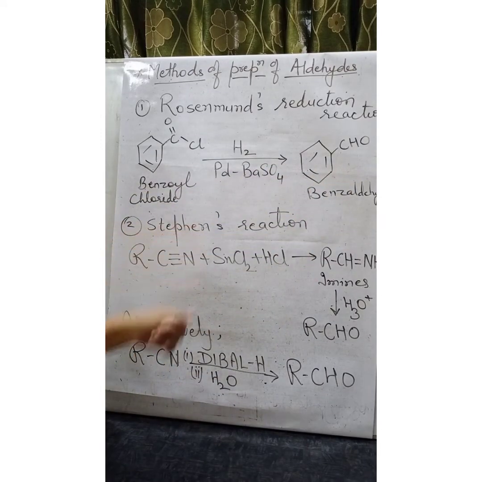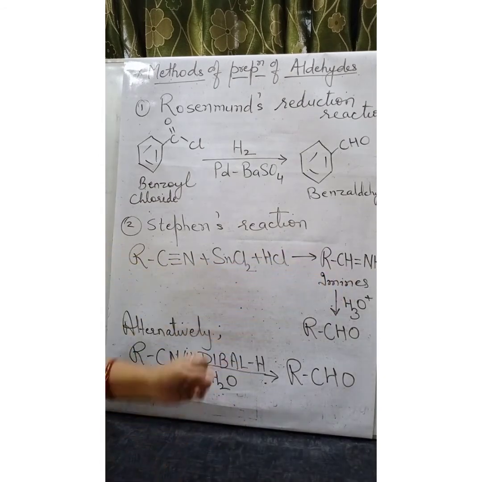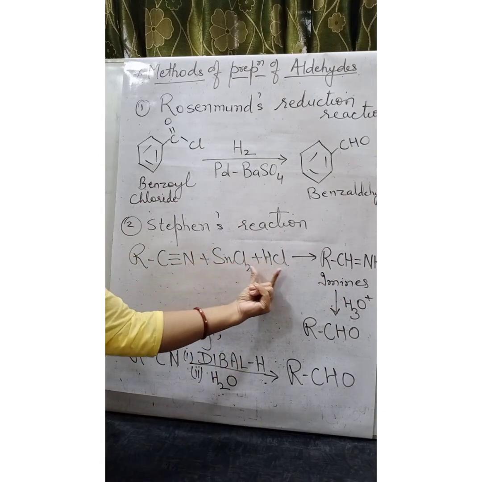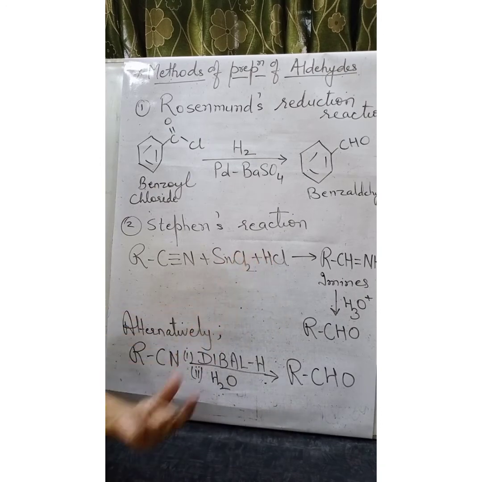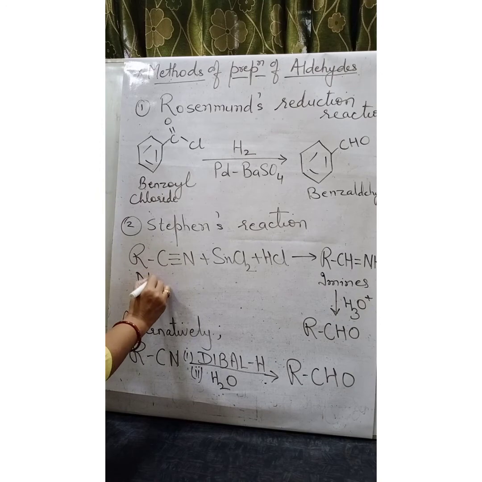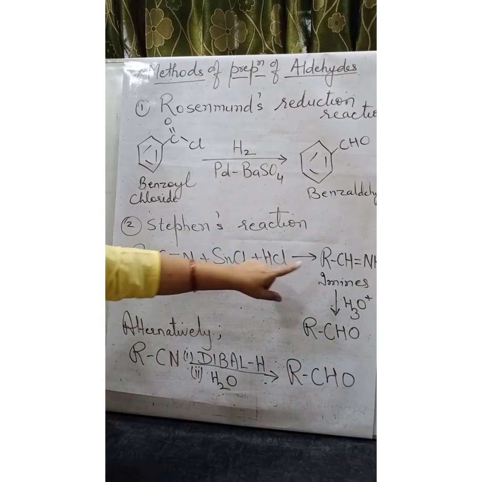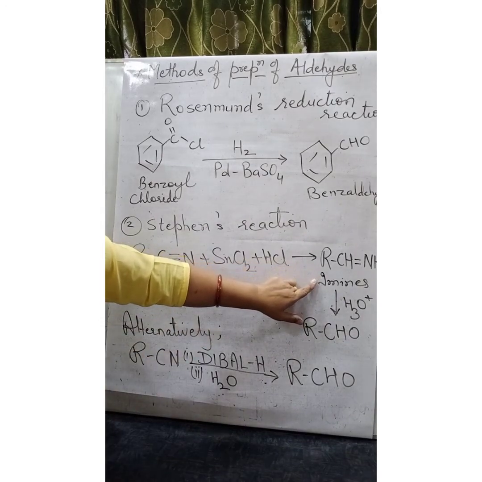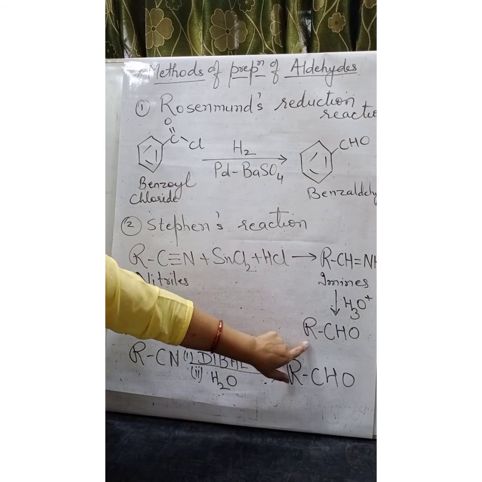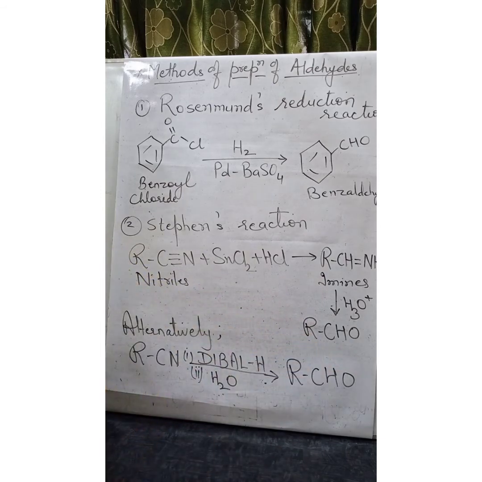The next reaction is Stephen's reaction. In Stephen's reaction, the nitriles on reduction give imines. This SnCl2 and HCl react to produce hydrogen gas which gets added onto the nitriles. These nitriles are reduced to imines, and imines on further hydrolysis give aldehydes.